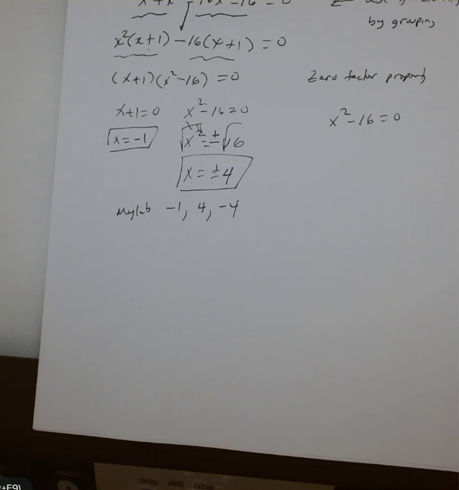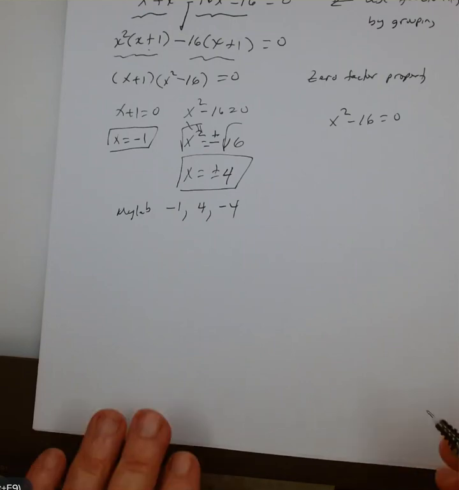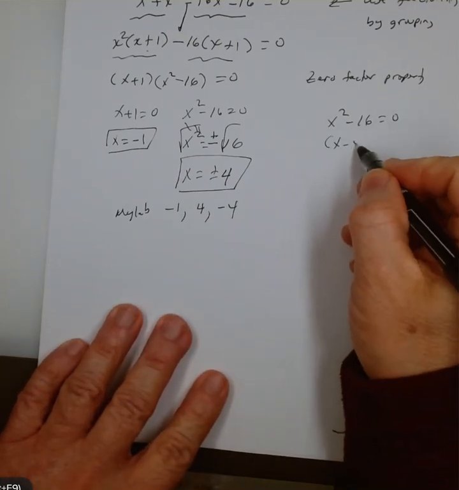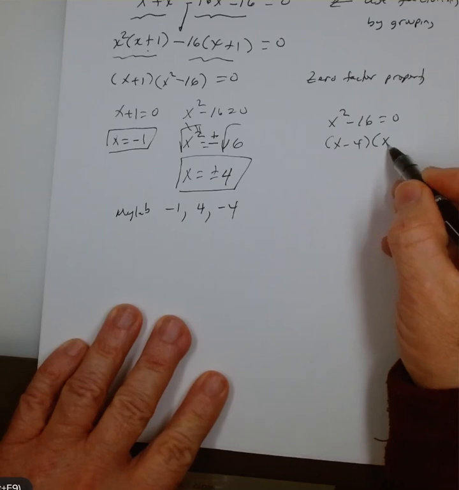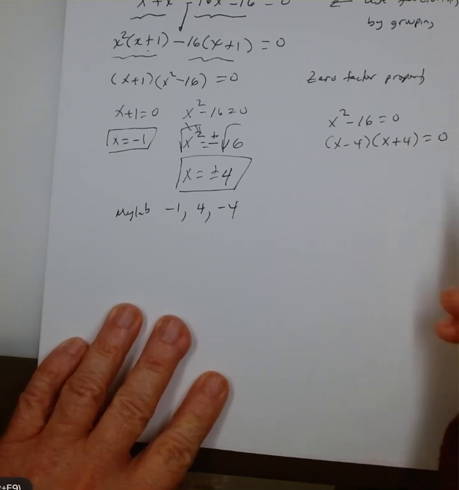Factoring. You could have done factoring because I'm hoping you remember this. I'm hoping you know that this is the difference of 2 squares. So when you factor the difference of 2 squares, it becomes x minus 4 times what? X plus 4 equals 0.